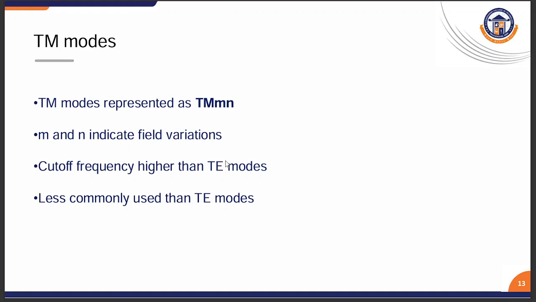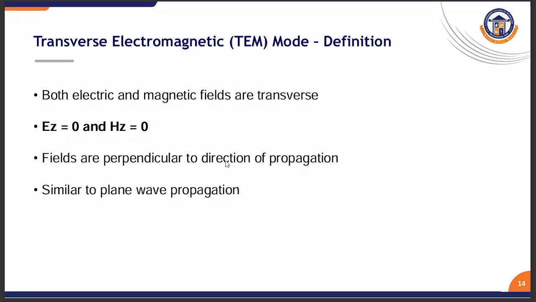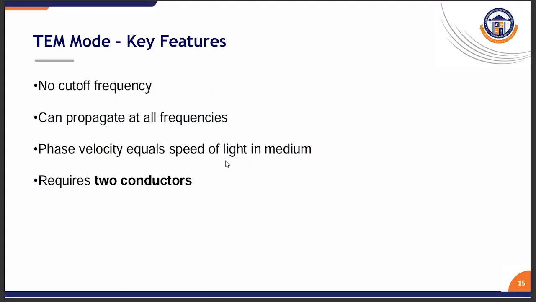As with the TE modes, the phase velocity of TM modes exceeds the speed of light above cutoff, while the group velocity remains below it. The TM modes are mainly studied for theoretical completeness and are sometimes used in specialized applications involving field interactions with materials inside the waveguides.